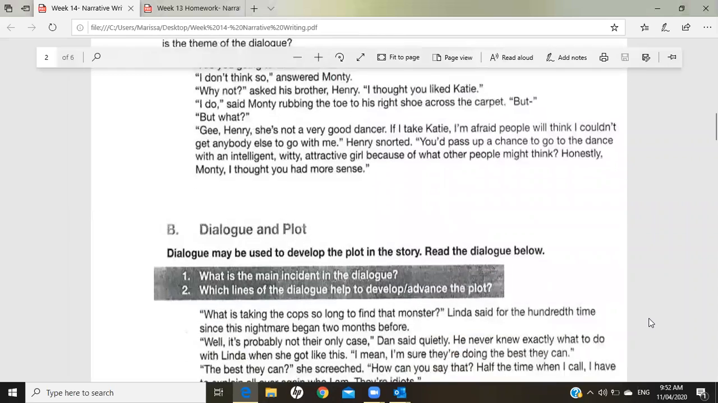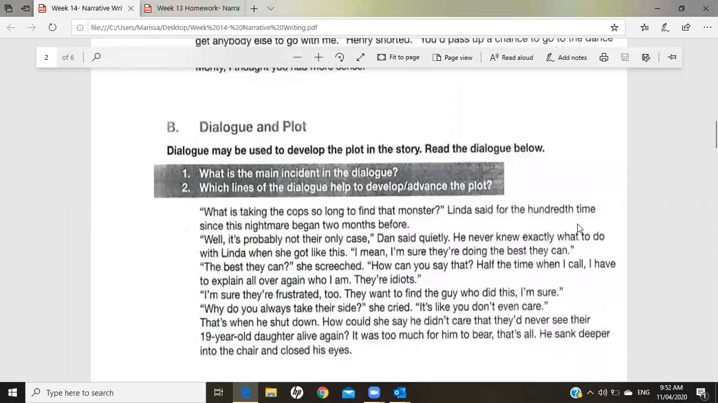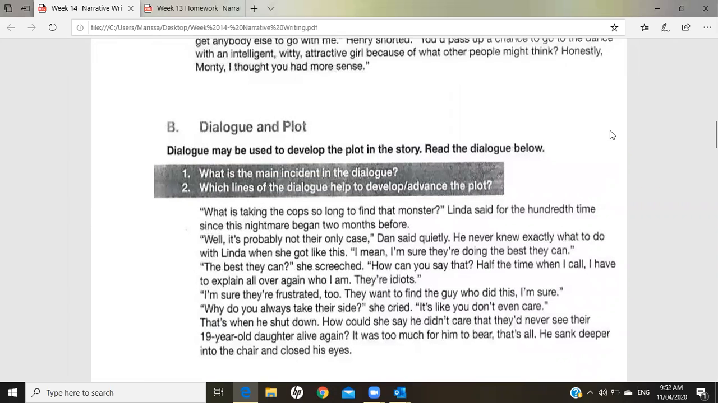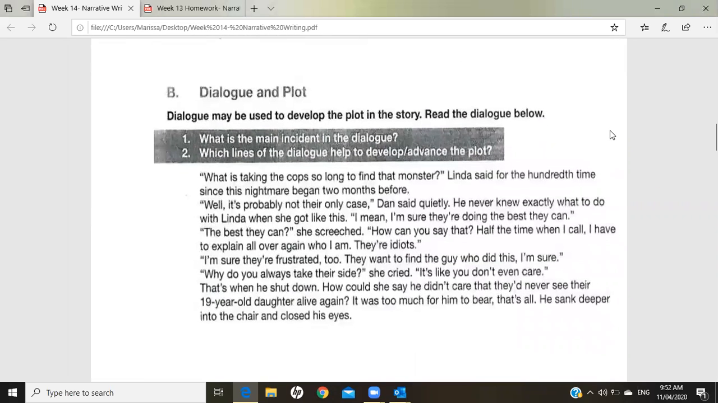The next one is dialogue and plot. From reading this passage, we know that dialogue may be used to develop the plot in the story. So it says, read the dialogue below, and there are two main questions. What is the main incident in the dialogue? So there is some sort of incident taking place here. And which lines of the dialogue help to develop or advance the plot? If you had to advance this plot, what lines would you use to give you a cue as to the direction in which the story could go?